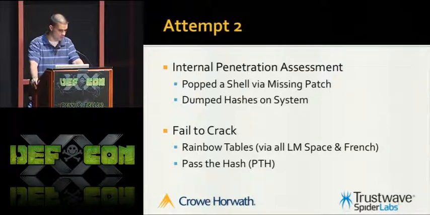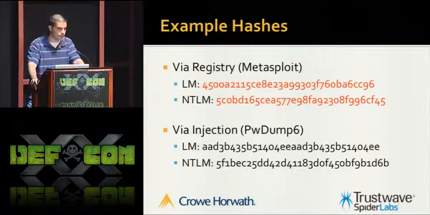So I figure I'm going to fight the good fight with AV, kill AV, and use my old standby, pwdump 6, and inject into memory and see what happens. Turns out I get completely different hashes. As you can see, with the registry reading method with Metasploit, I get an LM hash. With injection, pwdump 6, that LM hash that's AAD3B4, whatever, is just a blank hash. That's just representing blank, where it means no hash is there.